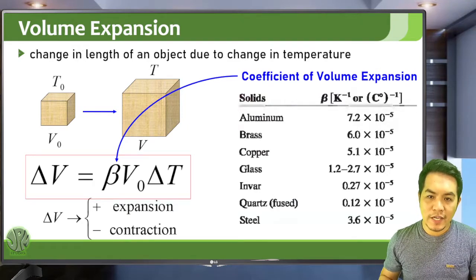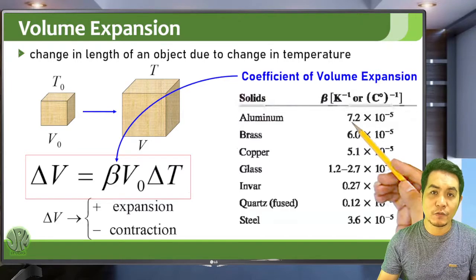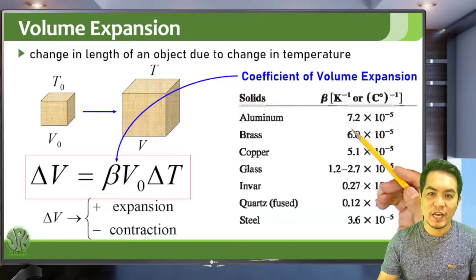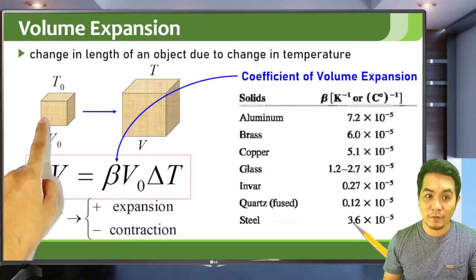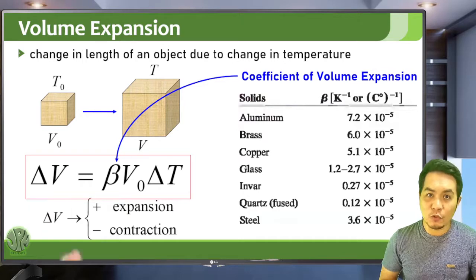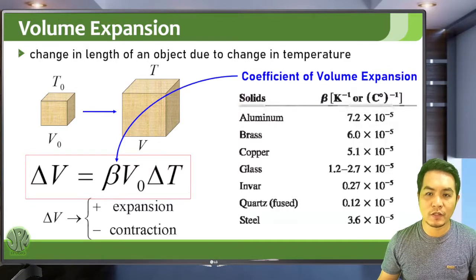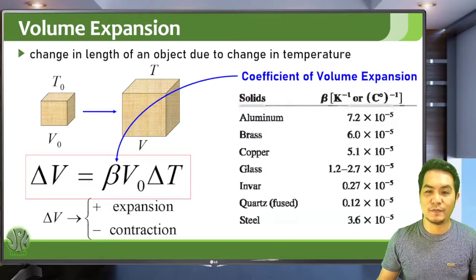Okay. So in this list here, aluminum has the highest coefficient of volume expansion. Meaning, if you have a box of aluminum and a box of, say, steel, and they have the same initial volume and initial temperature, and you heat them simultaneously, then aluminum will have a much larger change in volume, or the aluminum box will become much larger than the steel box. That's what the coefficient of expansion means. The higher the value of the coefficient of expansion, the higher the expansion.